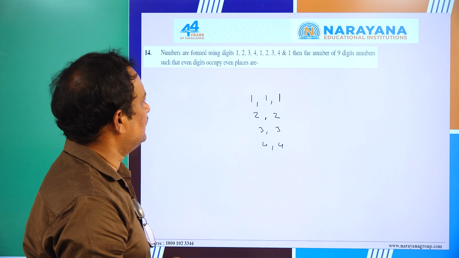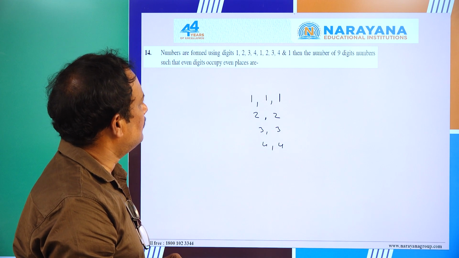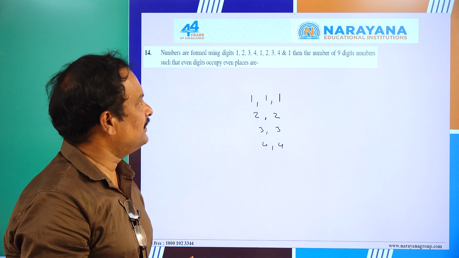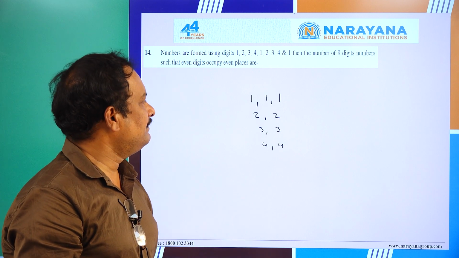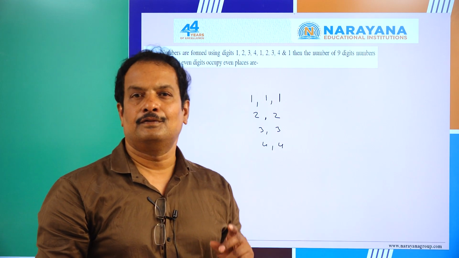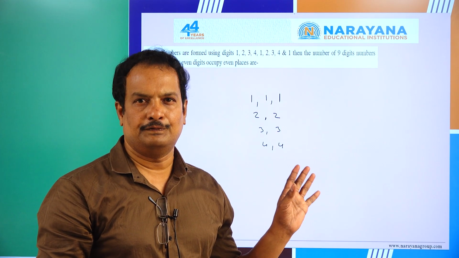So here, very clearly, there are 9 digits. You are supposed to arrange them in the form of a 9-digit number such that even digits occupy even places. So how many even digits are there? 4 even digits are there: 2, 2, 4, 4.